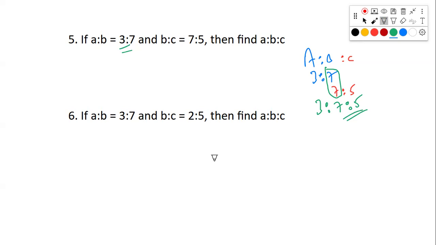Now try the next question. A is to B, B is to C, then find A is to B is to C. For the next question, Aisha, Simran, Naureen, then Varun.